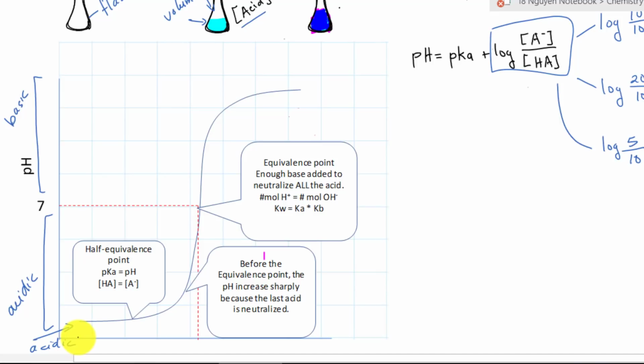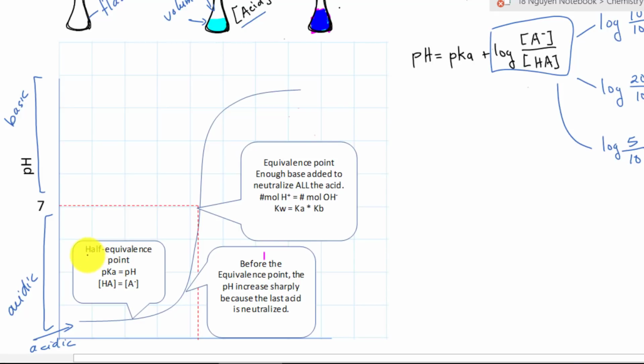Okay? Now, as I'm adding the base to this acidic solution, guess what happens to the pH? Of course, it's going to increase. As we mentioned before, as it goes higher and higher on the pH scale, it becomes more basic, okay? So, as you add more base, we're reaching one important point right here.